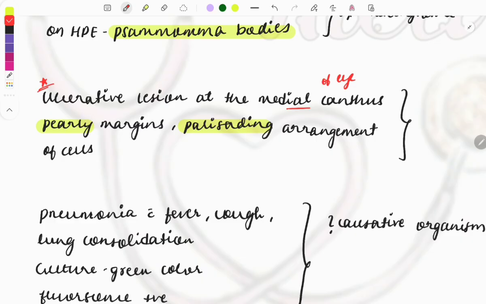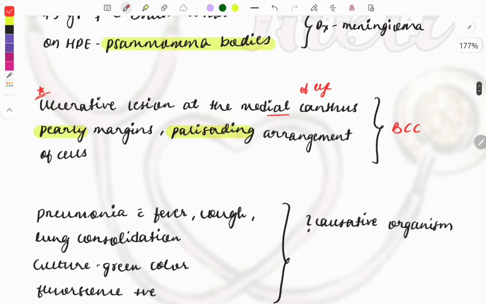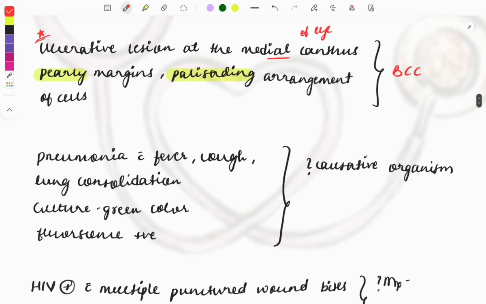So an ulcerative lesion means something related to skin tumors and skin cancers, and the pearly margin is mostly associated with basal cell carcinoma. So whenever this description is given, go with basal cell carcinoma. And sometimes questions are also asked on this, like image based questions on basal cell carcinoma and the type of ulcer. So have a look at that also.